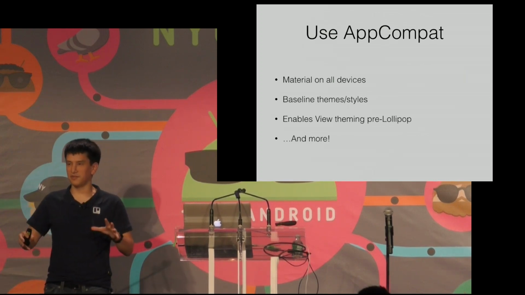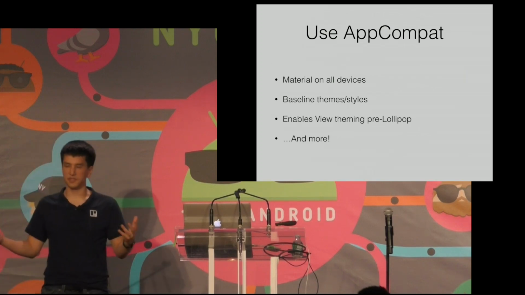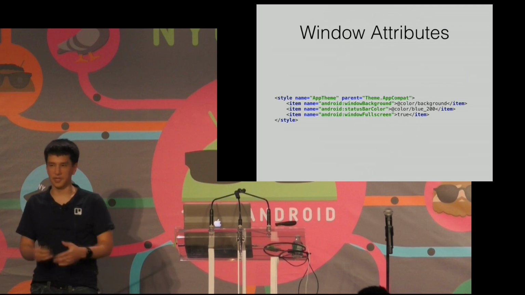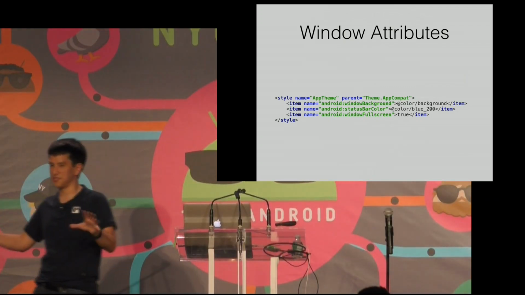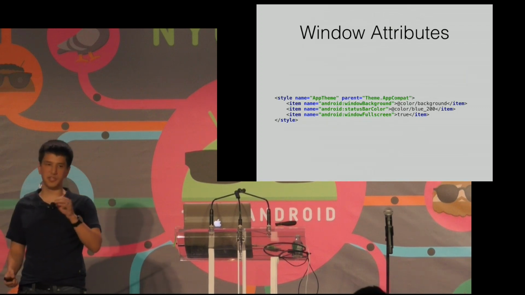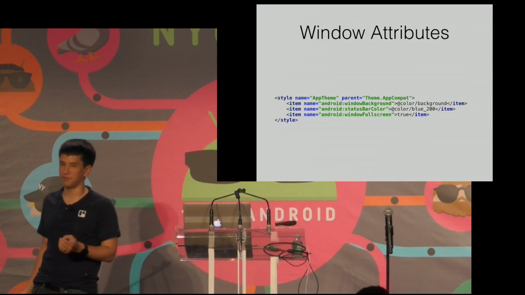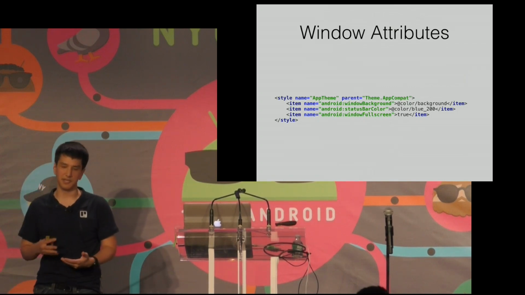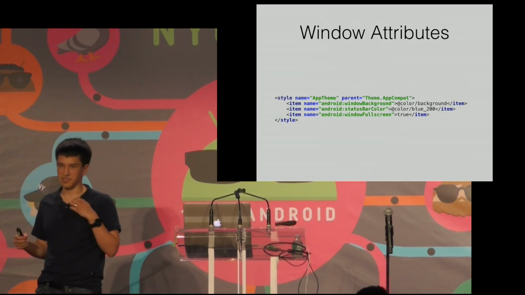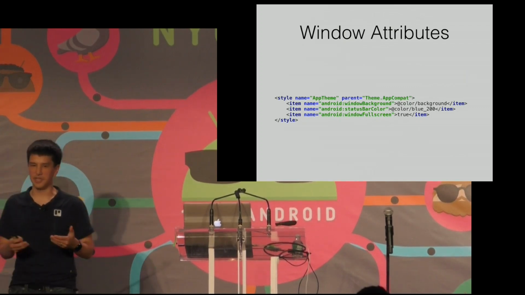So in theming, what I was saying, they're just attribute sets. What are the different types of attributes you can apply? I'm going to go over a quick overview of the different attributes that are contained within themes. One level is what I like to think of as window-level attributes. These are things that apply to the entire window itself in your activity. So these are things like the window's background, the status bar color, and whether or not it's full screen.